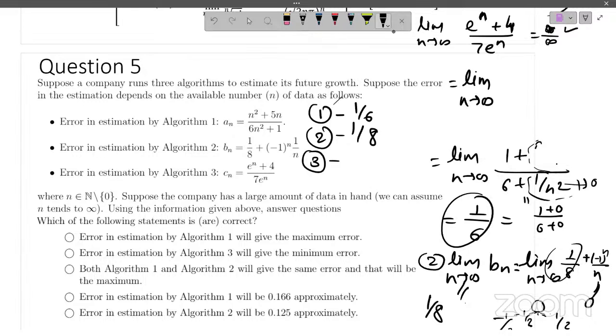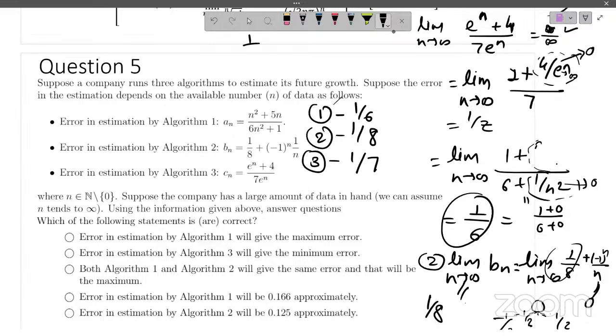So it will become limit n tending to infinity of 1 plus 4 by e to the power n, right? And here we will get 7. Now, as we apply limit n tending to infinity, this is a constant, so it won't get affected. But as n goes to infinity, e to the power n will go to infinity, so 4 by e to the power n will tend to 0. So in this case, the answer is 1 by 7. So it's 1 by 7, right?